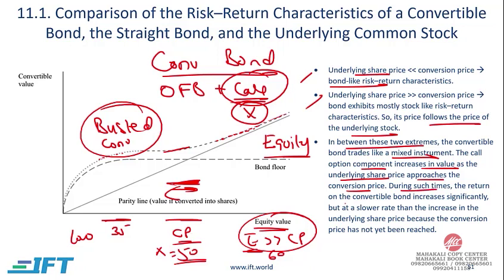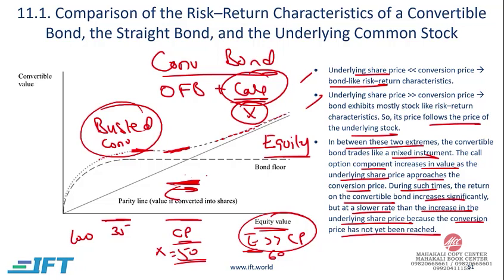During such times, the return on the convertible bond increases significantly, but at a slower rate than the increase in the underlying share price. So here notice that the price of the convertible bond is increasing substantially compared to this region, but this increase is still lower than the increase in the underlying stock price. This is because the conversion price has not been reached yet. So it is likely that the call option will become in the money and become useful, and that likelihood is what is causing the value of the convertible bond to go up.